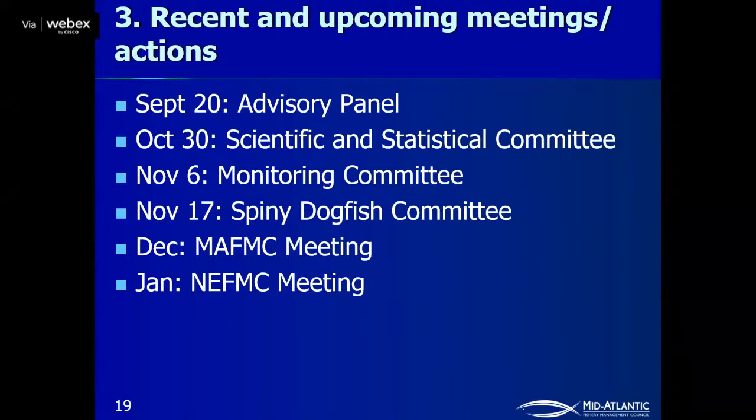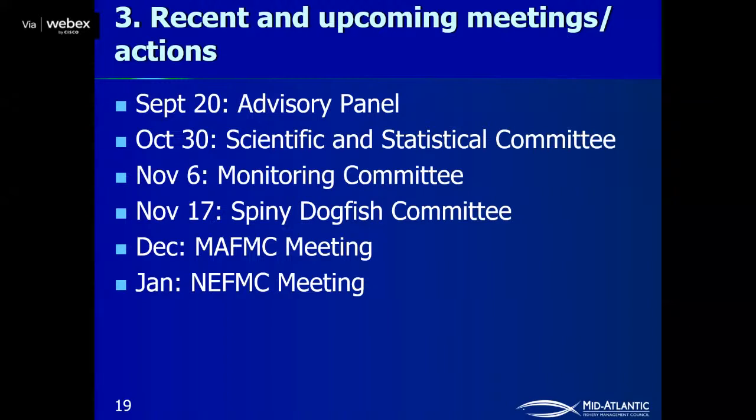So the next critical meetings: September 20, we had an AP. I gave the overall one-line summary from the AP memo in the briefing book: the AP is gravely concerned that yo-yo management is leading to the end of the dogfish fishery, and the overall assessment findings don't match their perception on the water.